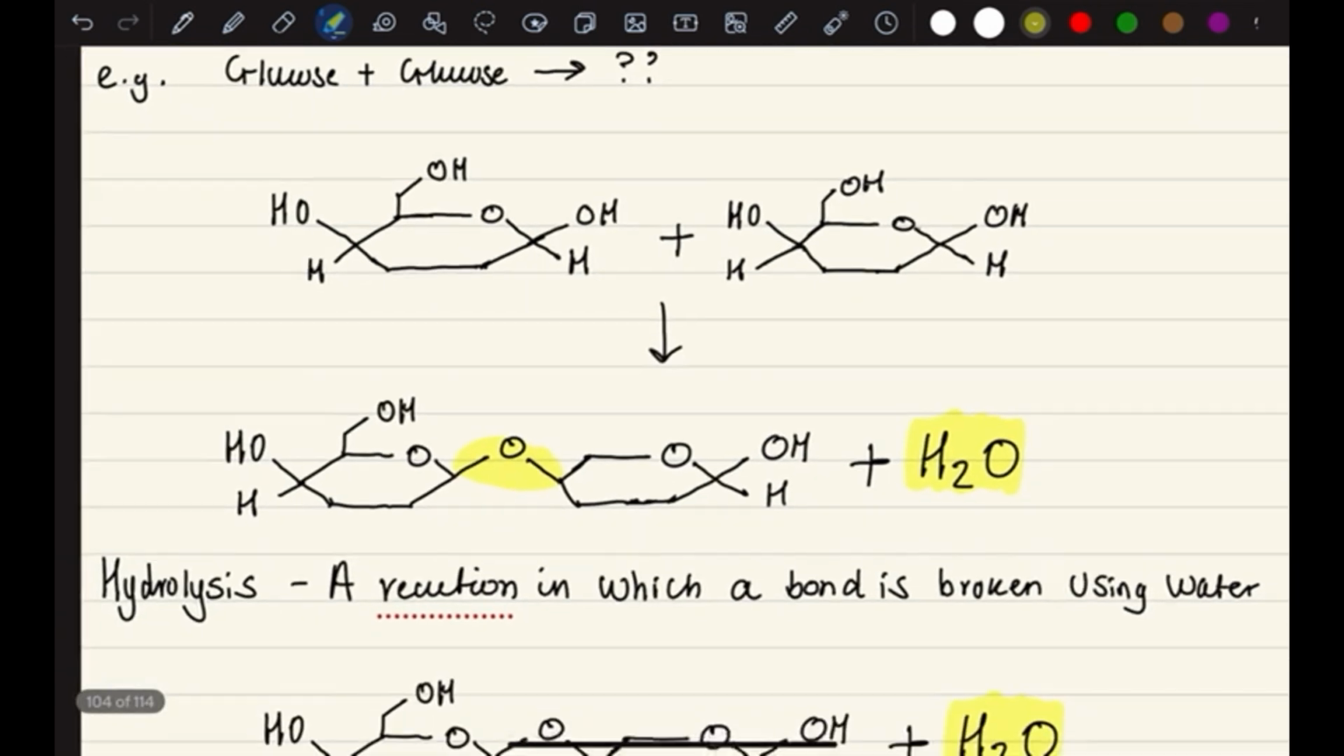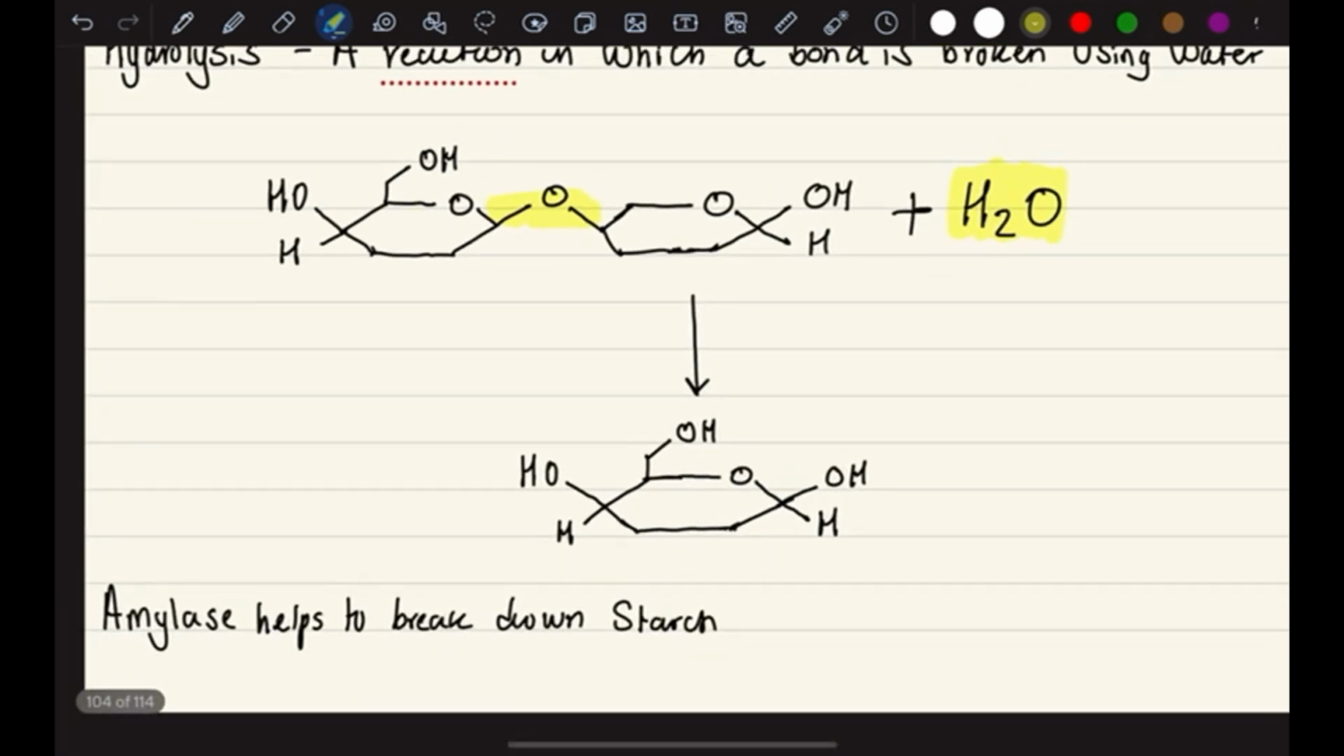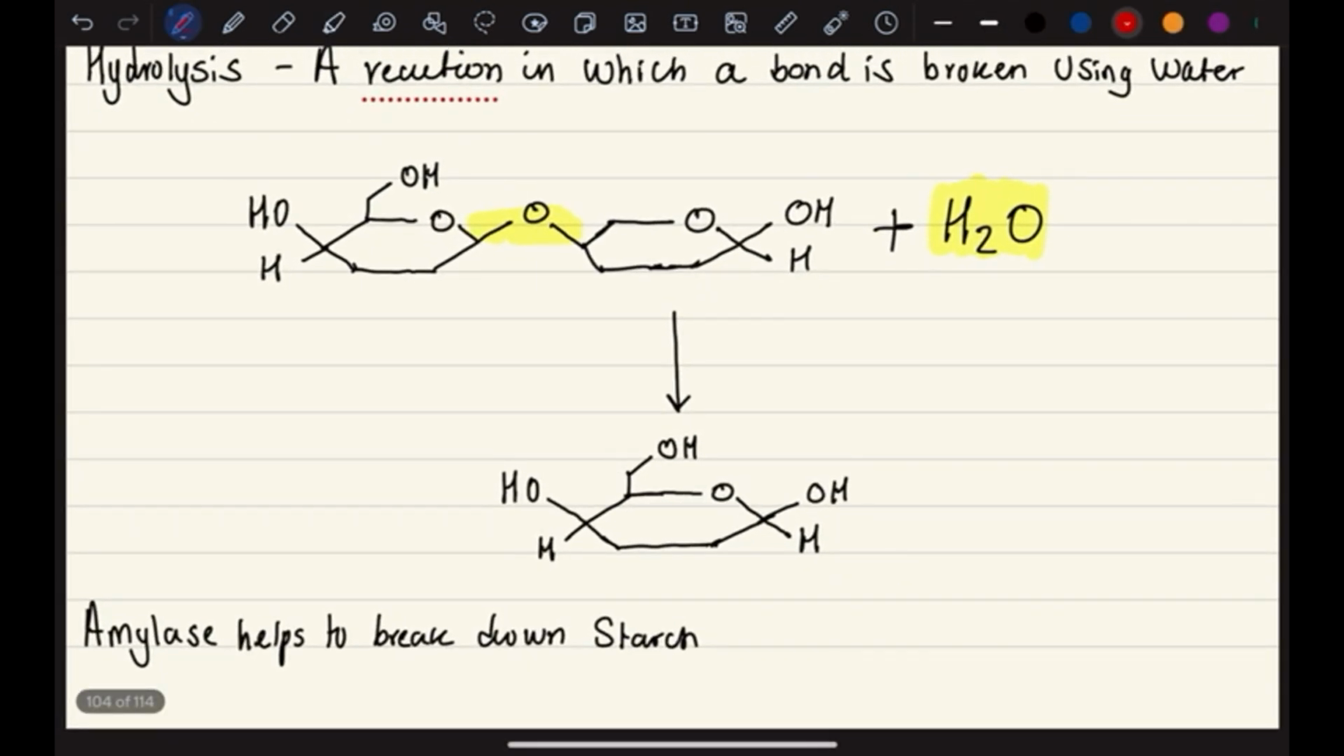Now, hydrolysis is the opposite. It's a reaction in which a bond is broken using water. So again, we get this disaccharide with its glycosidic bond. We need to input water. And when we input water, we actually get that, and apologies, I haven't drawn it on, times 2. We get 2 of those glucose molecules.